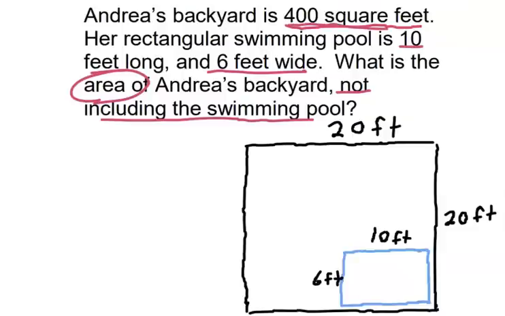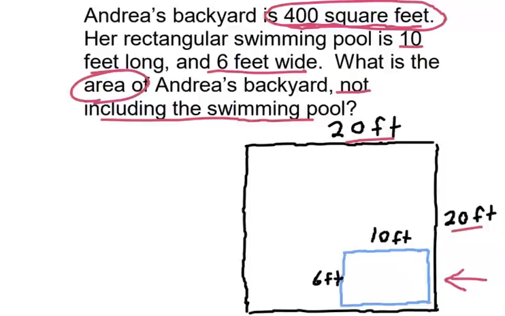Okay, so the first thing that I looked at to make my little drawing here to hopefully give you a visual is 400 square feet. So basically the sides, the base and the height has to equal 400. So I could have done like a 40 by 10 yard, but I did a 20 by 20 because 20 times 20 is 400. So there's my yard here, which is 20 by 20. That's the whole yard. And then here is the pool, and they said the pool is 10 feet long and 6 feet wide. Okay, so there's the pool.